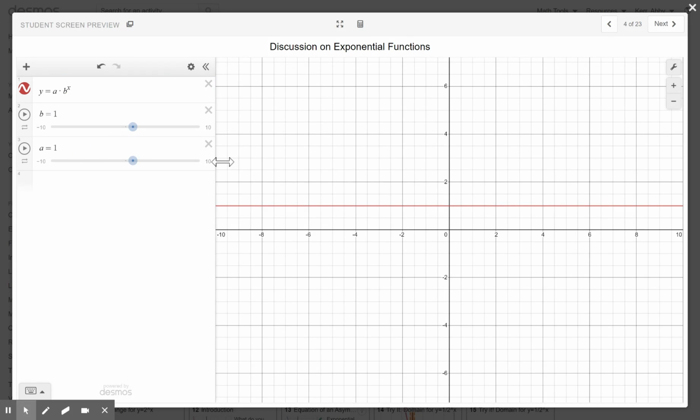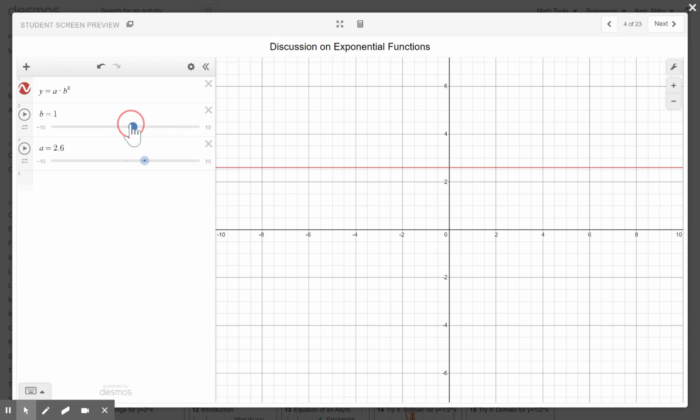A is going to be your y-intercept for this class. It's called the initial value. It's where you're going to start. So if I move this up to 2.6, that's why it intersects the y-axis at 2.6. But the b can't be 1 because that's a horizontal line. If we make b 1.3, notice how it's increasing. It's going up quicker and quicker, so on and so forth.